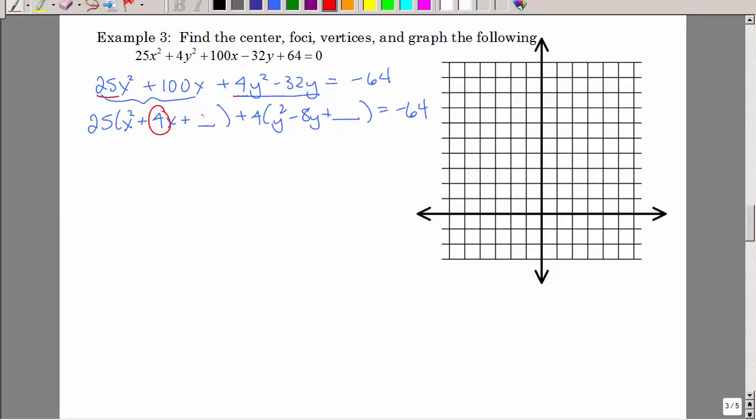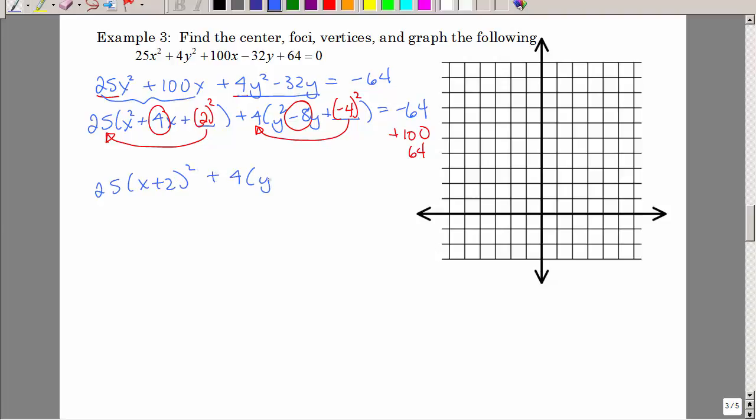Take half of 4, which is 2, square it. Don't just add 4. What's 4 times 25? 100. So that's what I've really added to the left side. Take half of negative 8, square it. Again, that's positive 16 times 4 is 64. Now I can rewrite those in factored form, add that together, and get 100.